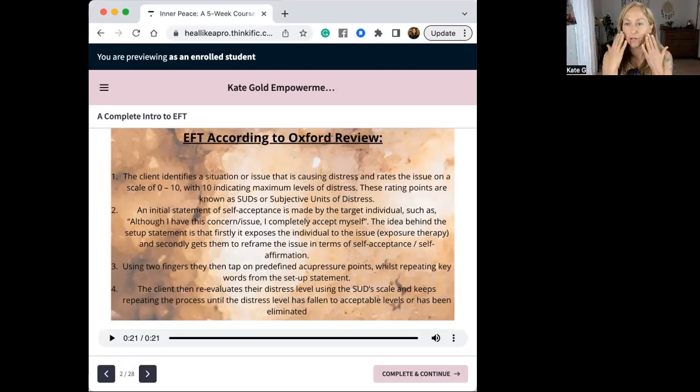Everybody uses two fingers, or maybe one finger, or just their whole fingertips on the whole hand to tap on these pre-mapped out and predefined acupressure points, and they repeat words from this setup statement. This is pretty universal. Then the client reevaluates their distress level after tapping for a while and using different statements. They reevaluate at the end and they test their SUDS level on a scale of 1 to 10. And if the distress level hasn't dropped, they keep repeating the process until the level has fallen to an acceptable level or it's been eliminated altogether. That's what you get in most EFT sessions.